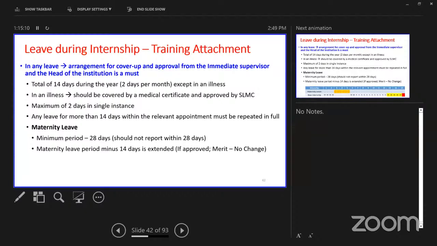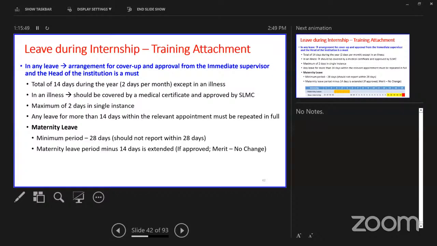Right? If approved, merit has no change. If you get approval for the maternity leave, your merit for the post-intern appointment will not change. But I must tell you, your seniority will be lost. One other thing about maternity leave is that if you are taking it, you will see that three parties are suffering. One is your baby. That is very sad. It's a very stressful period for the baby to be born.